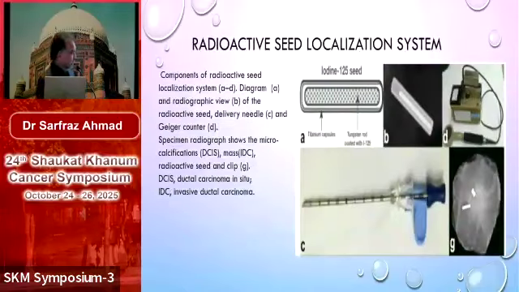So this is what a typical radioactive seed apparatus looks like. This is the titanium capsule, and inside is the radioactive iodine-125. Then we have the Geiger-Müller counter. This is the delivery system, and this is how it looks on a surgical specimen.